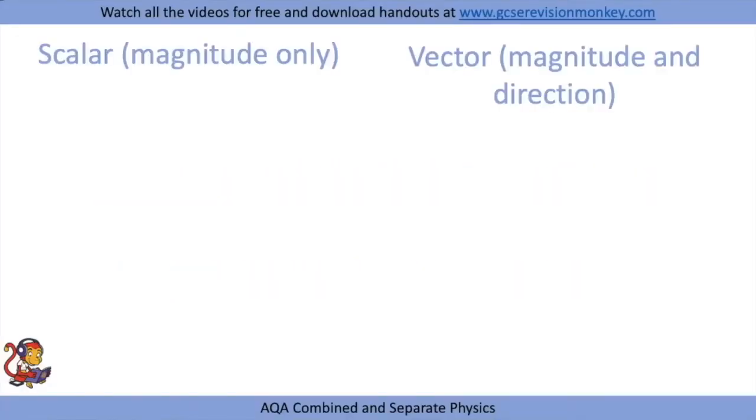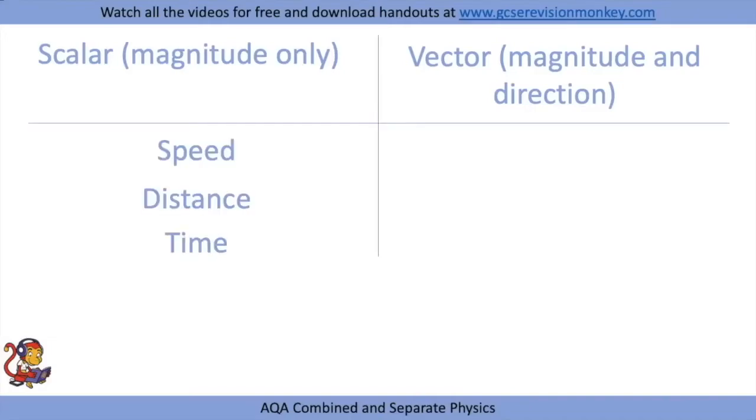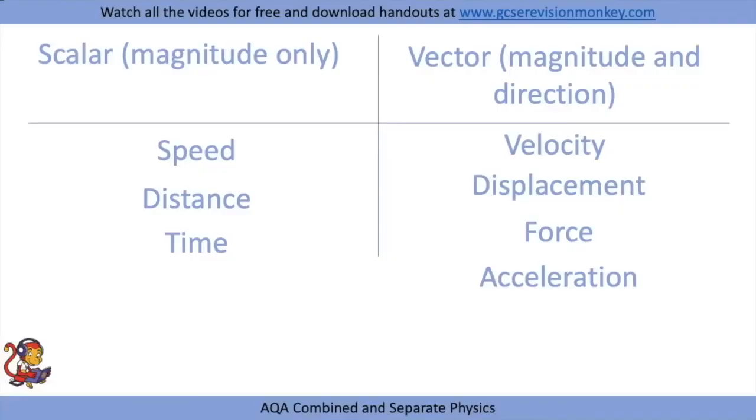Let's first look at the difference between scalar and vector quantities. Some examples of scalar quantities are speed, distance, and time. And some examples of vector quantities are velocity, displacement, force, acceleration, and momentum. Now, the difference between the two is that scalar quantities have magnitude only. So magnitude is size. So you can give one of these quantities a big value or a small value, and that will be changing their size.